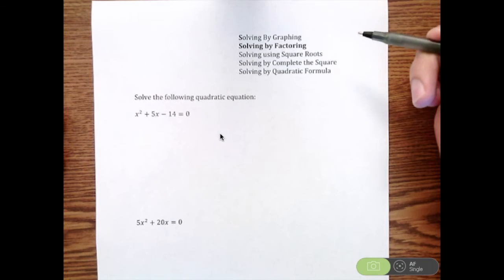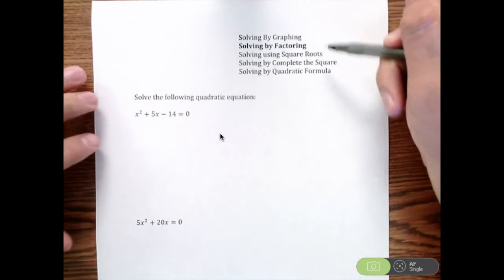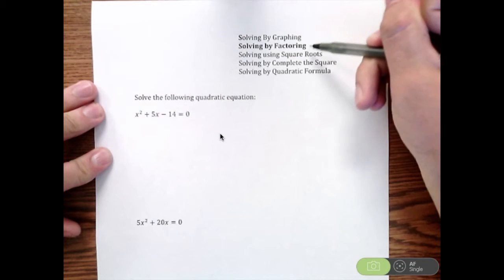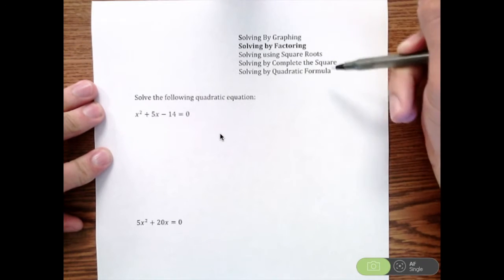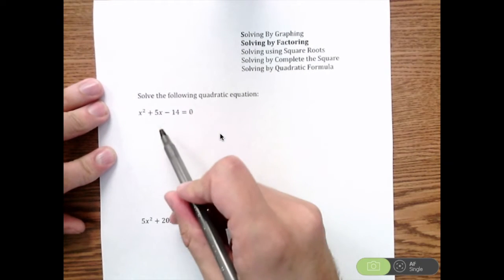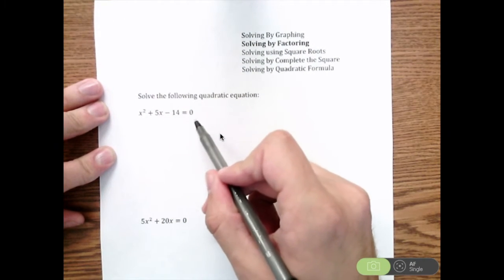In this video, we're going to focus on solving quadratic equations by factoring. I'm going to go into why we want to solve by factoring rather than some of these other techniques and the important pieces of it. So this first problem, we have x squared plus 5x minus 14 equals 0.